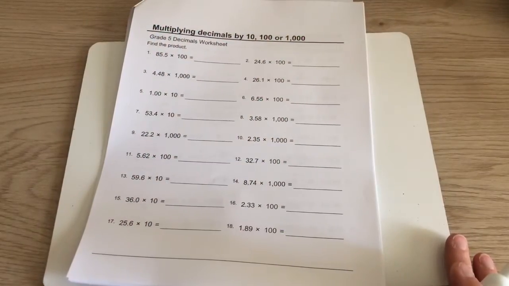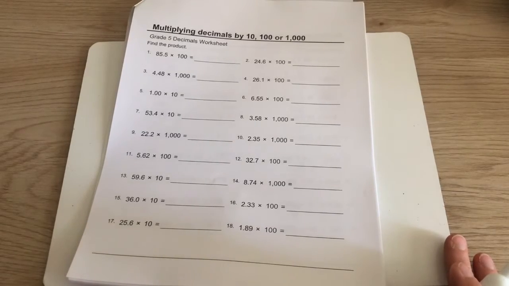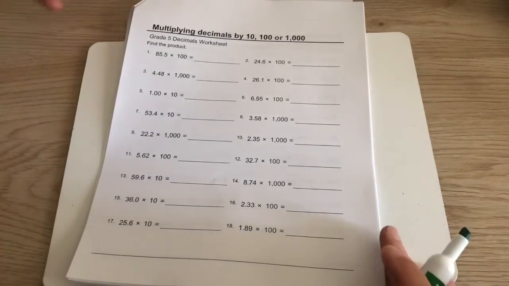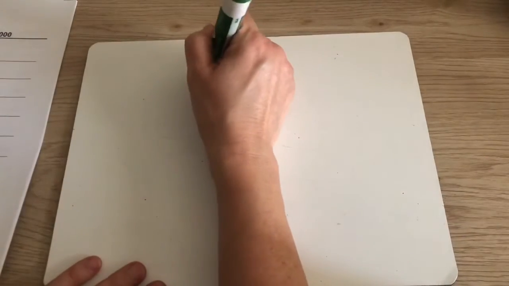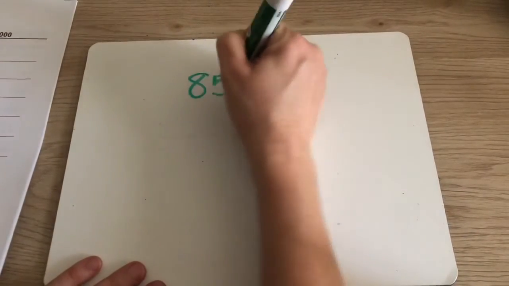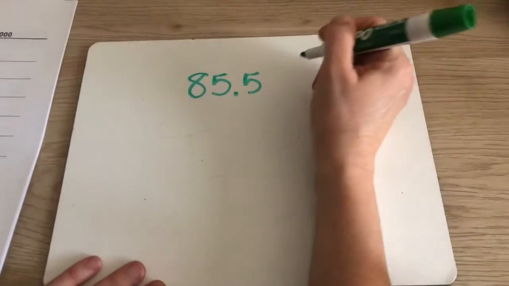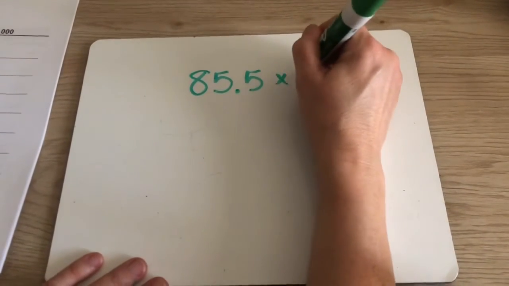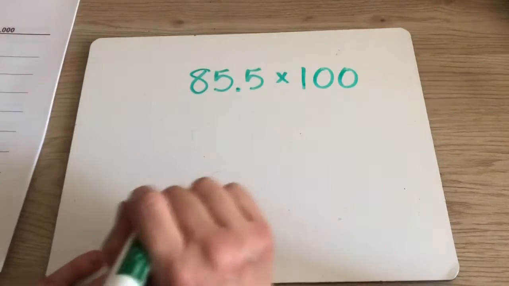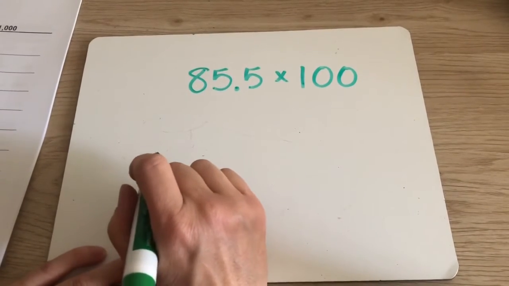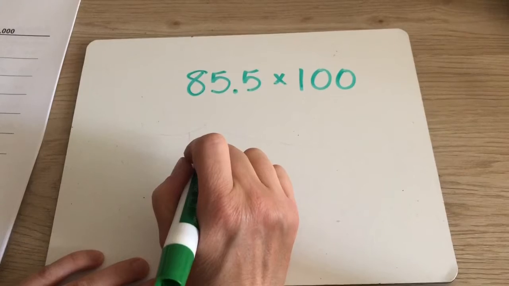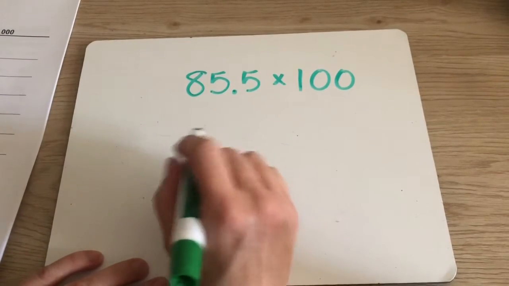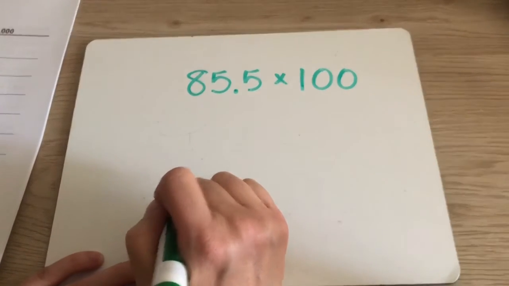Okay, and this is multiplying decimals by 10, 100, or 1000, and this is a review of something we've already done, so I want to save you a little bit of trouble. So I'm going to show you problem 1. So, if you remember, we have 85 and 5/10 times 100. And we talked about this before, and this is a moving the decimal point type of problem, so you do not have to do this long multiplication in order to solve it.